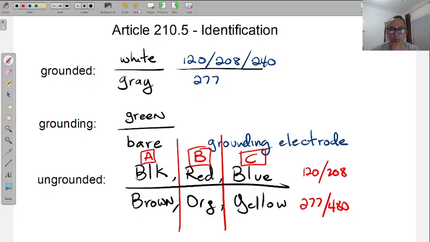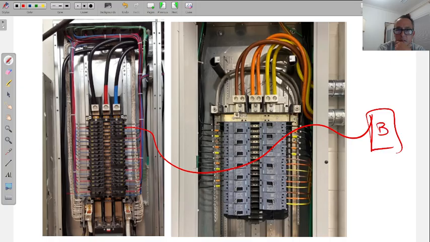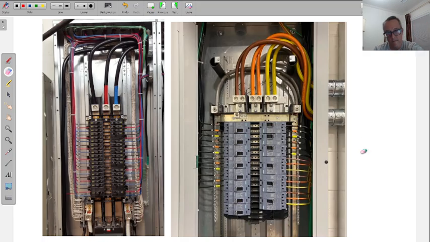Try not to do that as much as possible, but that's again what this panel is allowing me to understand. If I see one of these red wires somewhere in a junction box, I know it's coming from a B phase. All right, so if I need to make sure that I have two different phases, there's where the colors come in to help me out.